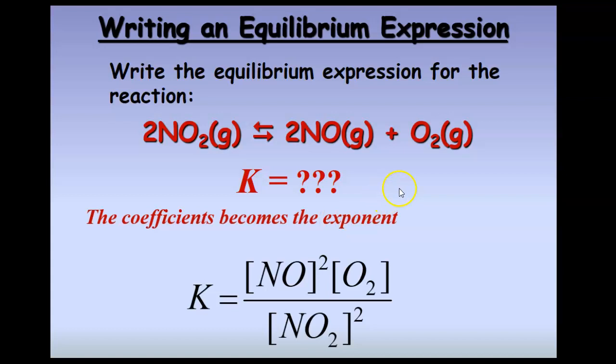So the coefficient becomes the exponent, so that is what you have. You have NO squared, the coefficient becomes your exponent. Your O2 goes up here, there is no coefficient, or let's say just 1. Then your reactant will be NO2. The coefficient here is 2, so that 2 goes down there. Any question? Just let me know.